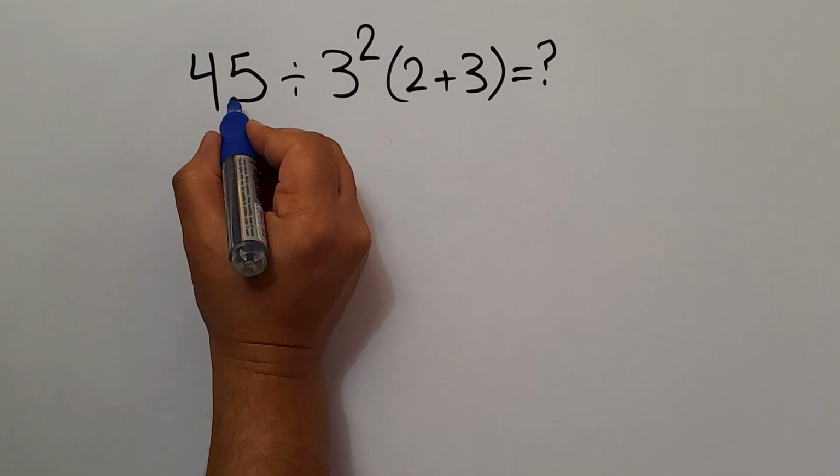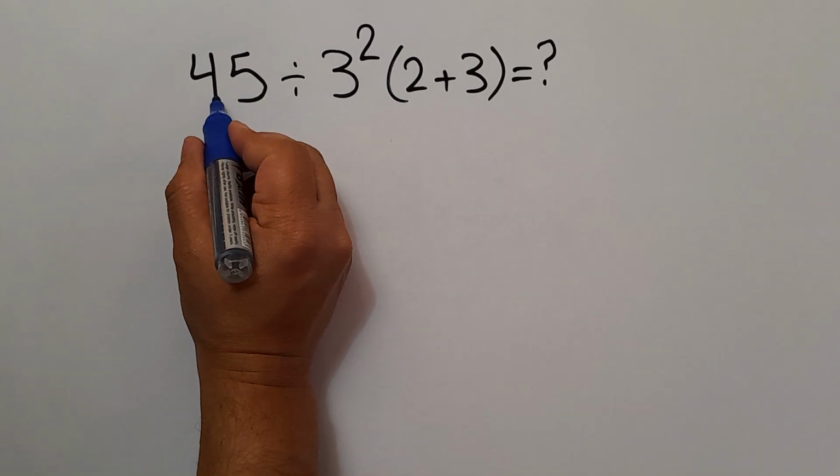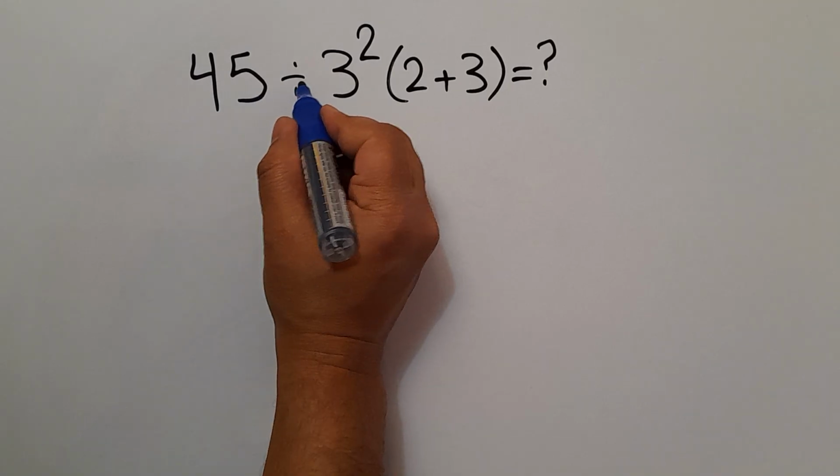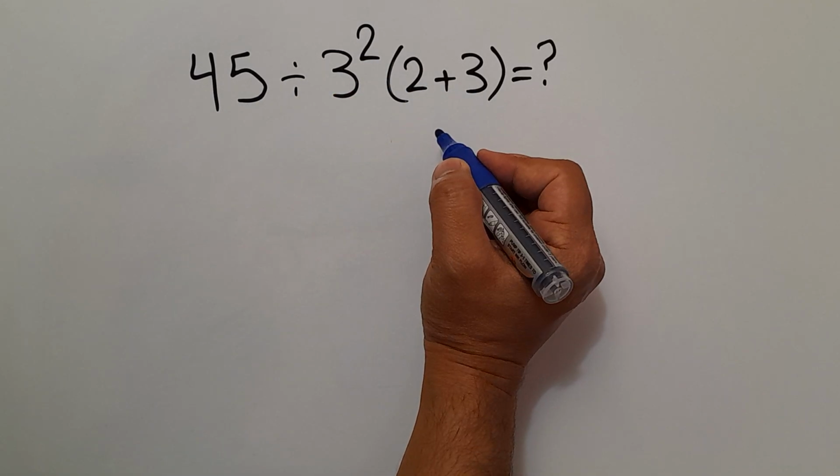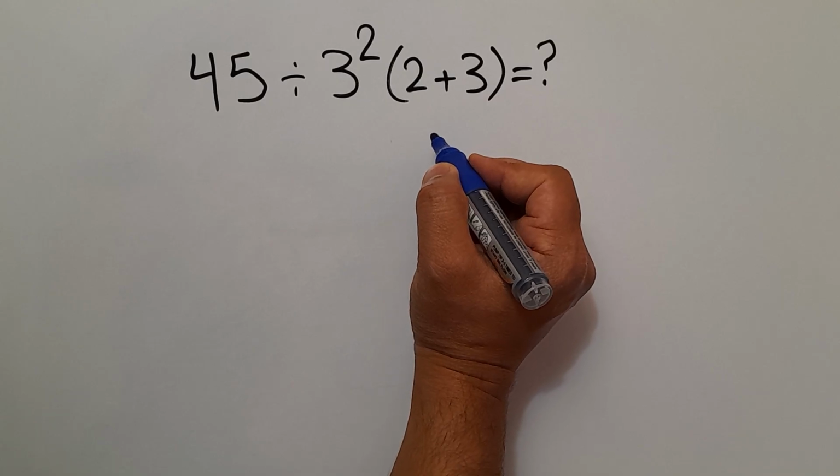In this video we want to find the value of this expression, which is 45 divided by 3 squared, then times 2 plus 3. Are you ready to solve? Let's go ahead and get started.